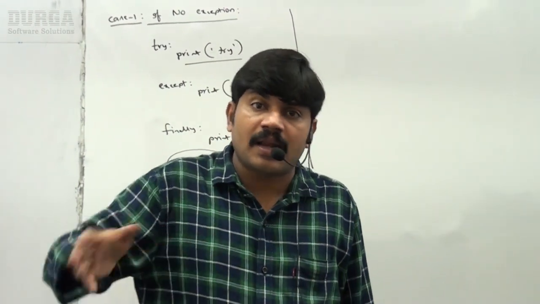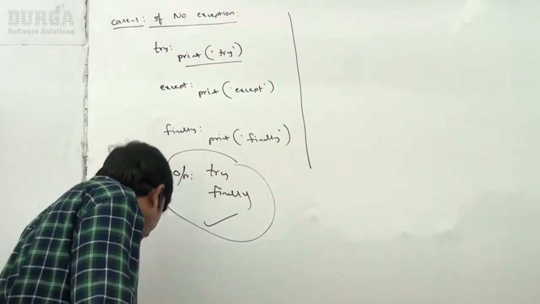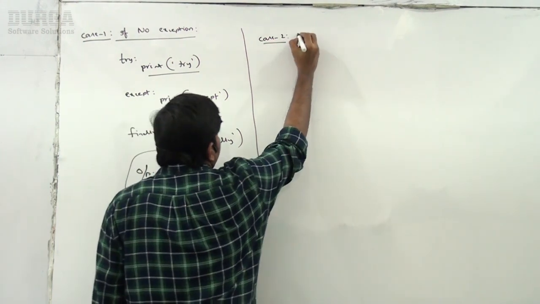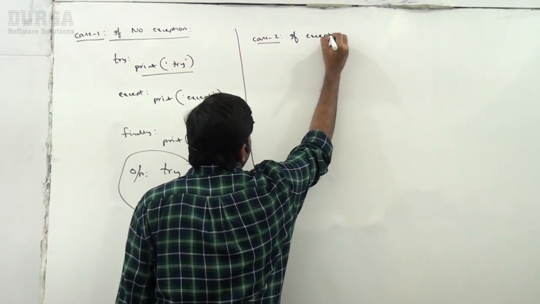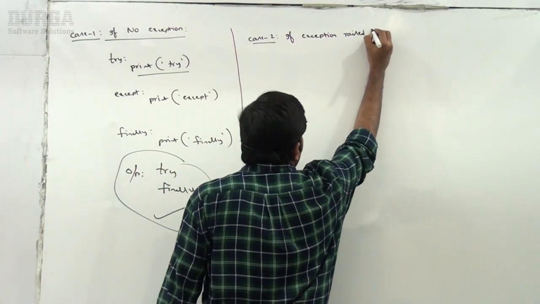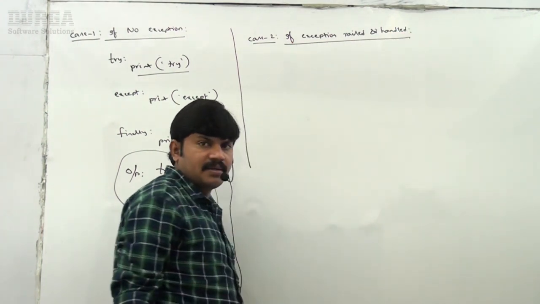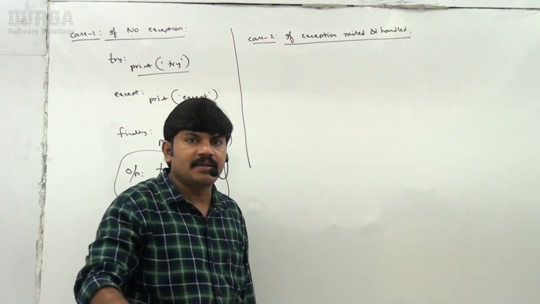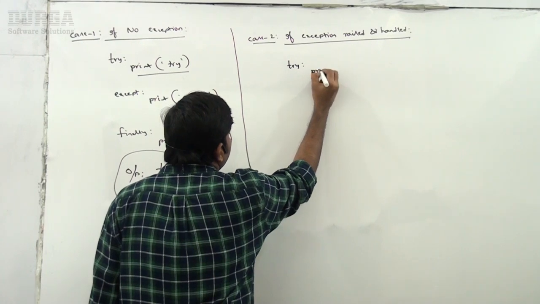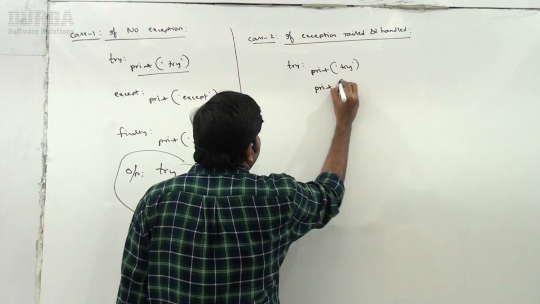Exception raised but handled, no problem at all. Case 2. My second case is, if the exception is raised and handled, what is the output? Very simple. Observe carefully. Try: print of try block. Next, print of 10 by 0.